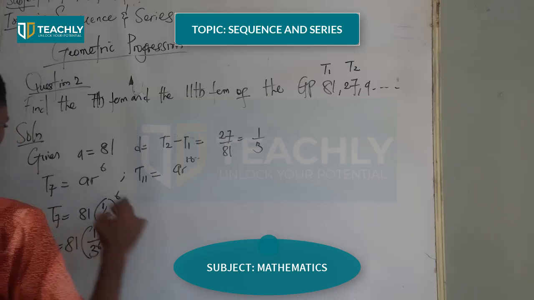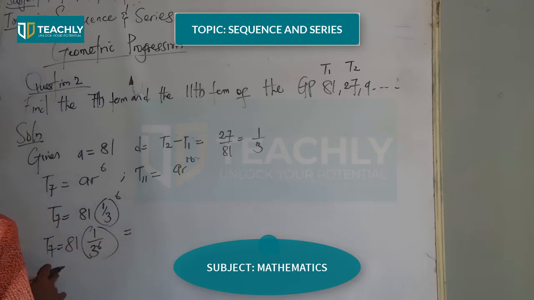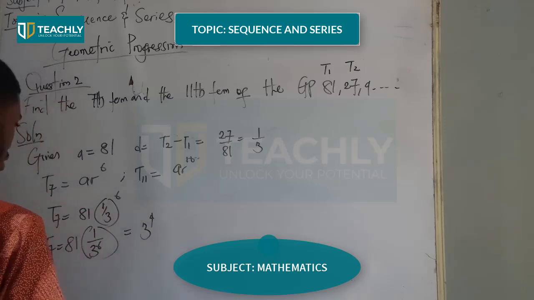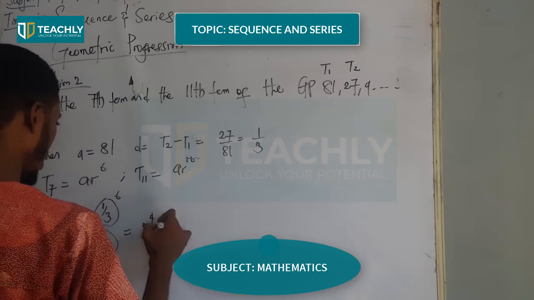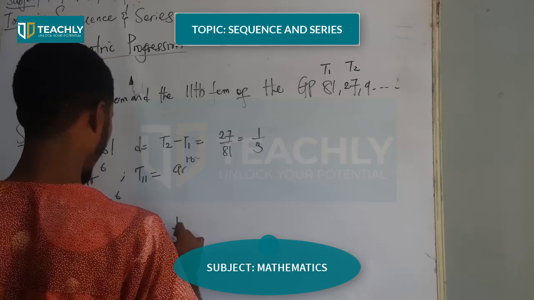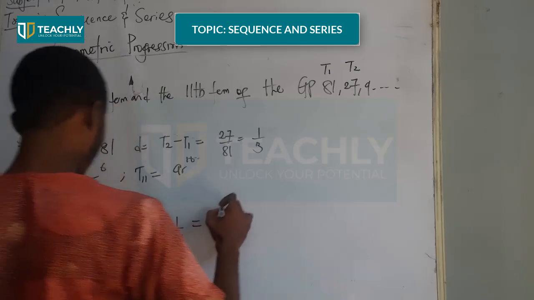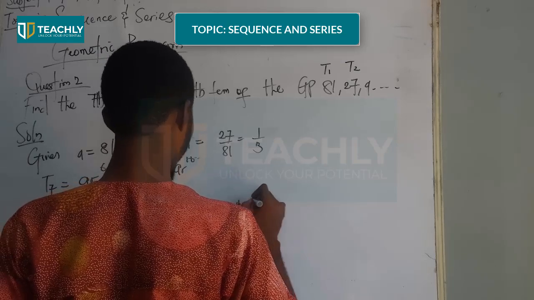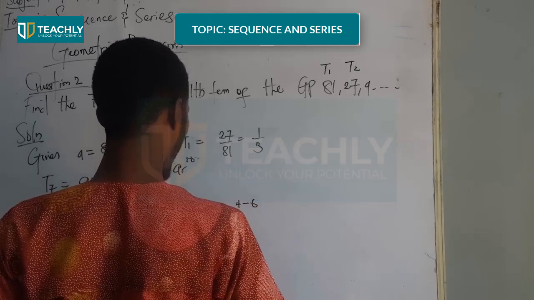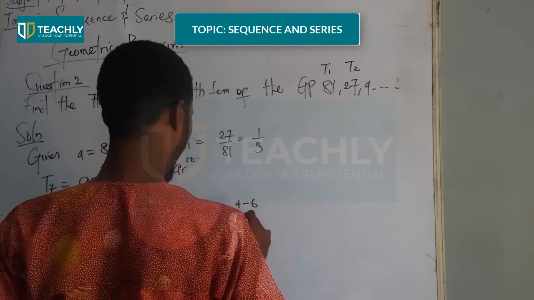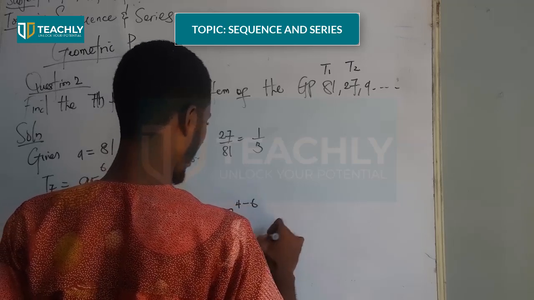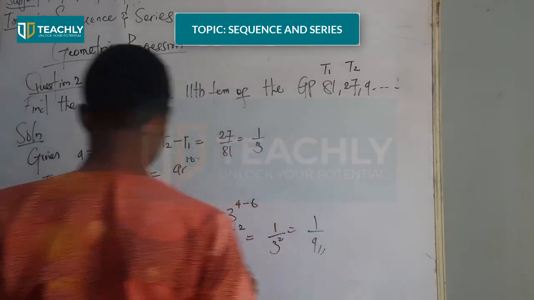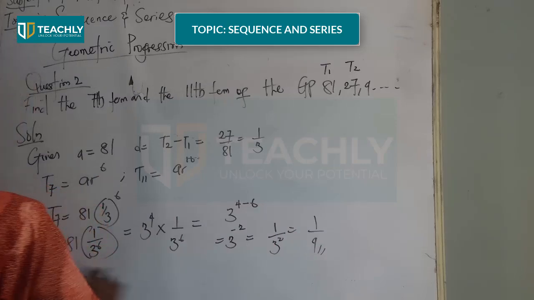Okay? And then for this, 81 is going to give me 3 raised to the power 4, right? Without using calculator, let's use the law of indices. So we have times 1 over 3 raised to the power 6. So we have 3 raised to the power 4 minus 6 from here. So it's going to give me 3 raised to the power minus 2. And then I have 1 over 3 raised to the power 2. That's going to be 1 over 9. That's my answer. So this is for T7.